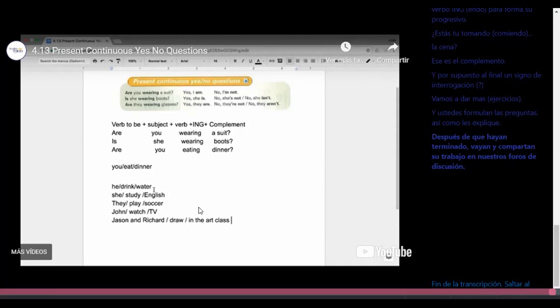John watch TV. Watching TV. ¿Cómo sería? ¿Está John viendo la tele? No, empezamos con el verbo to be. Tiene que iniciar con el verbo to be, ya sea are, is, or am. No me pueden decir is he John porque me están diciendo dos sujetos. O me dicen is he o me dicen is John. Is John watching TV? Correct. Affirmative. Yes.